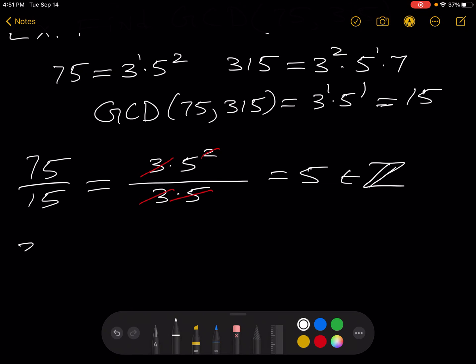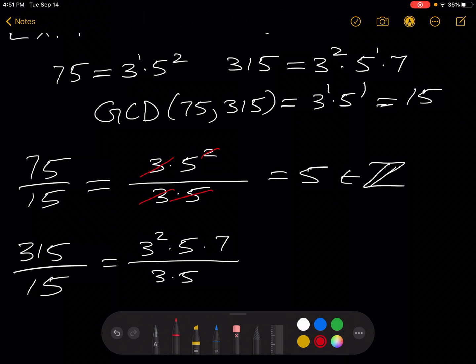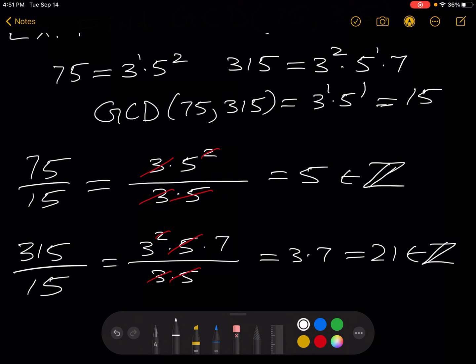Similarly, let's look at 315 and 15. The prime factorization of 315 is 3 squared times 5 times 7, and the prime factorization of 15 is 3 times 5. So now doing the math here, we get some canceling there. We get 3 times 7, which is 21, which is an integer. So this establishes that 15 is a common divisor for both 75 and 315.